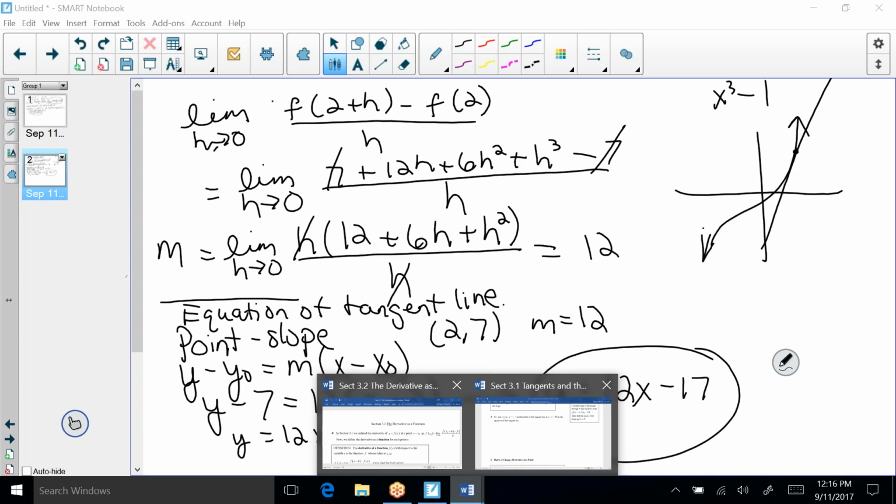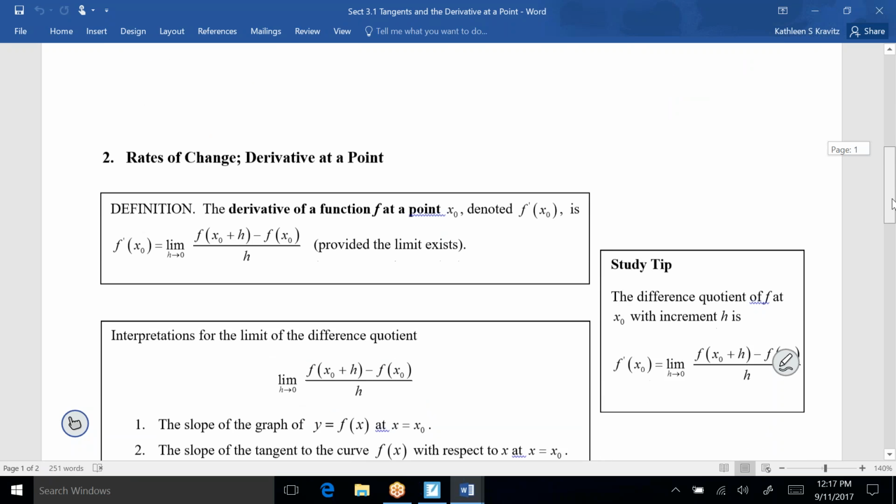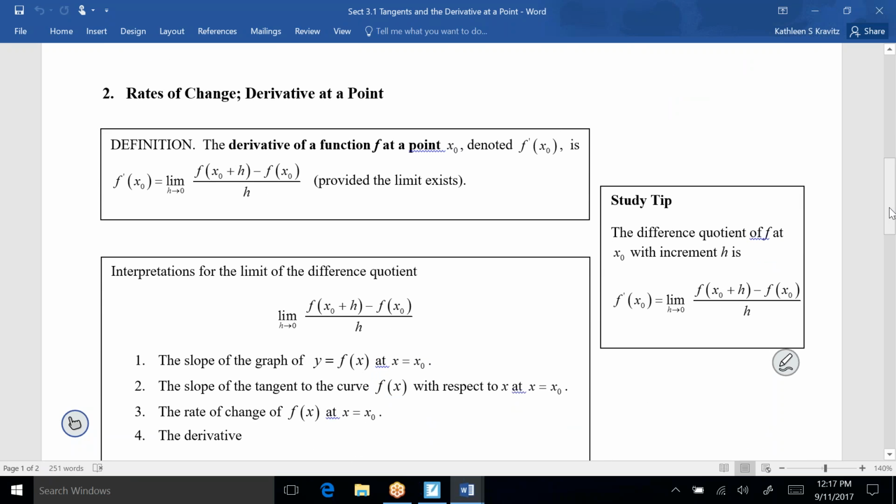Okay, let's go back to the notes here then. Let's look at rates of change, and now we're going to call it a derivative at a point. So this is the first time I think we're talking about a derivative.